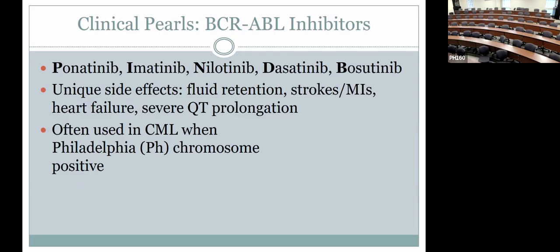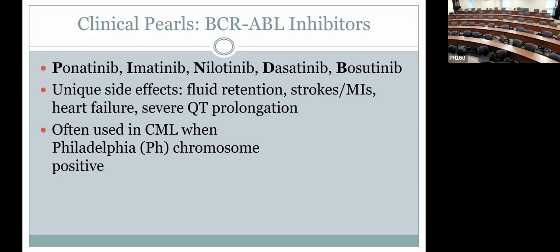The next few slides that I've made are dedicated to really specific clinical pearls associated with drugs that target the different receptors. This one's dedicated to the BCR-ABL inhibitors. For those, some unique side effects that may occur seem to be more cardiogenic, such as MIs, heart failure, QT prolongation, and also fluid retention. These drugs are more commonly used in our CML patients when they have a specific mutation in their Philadelphia chromosome.